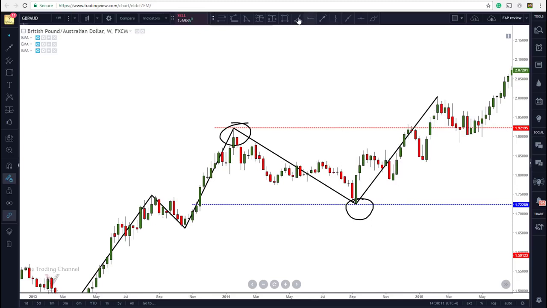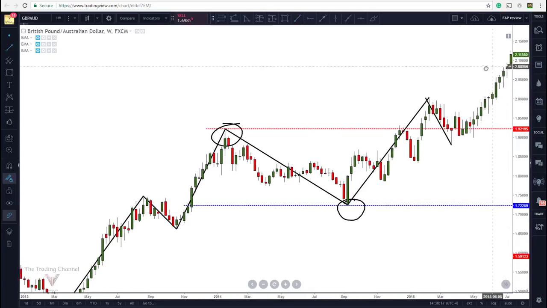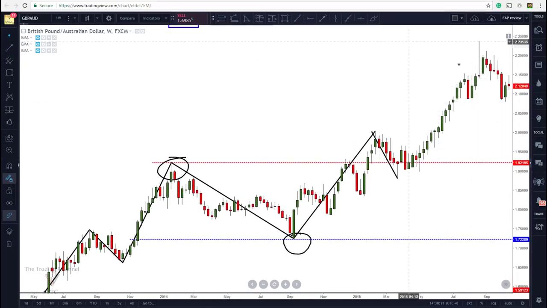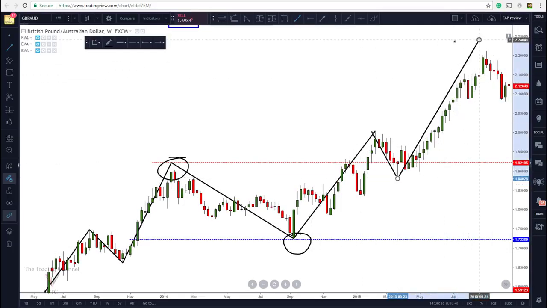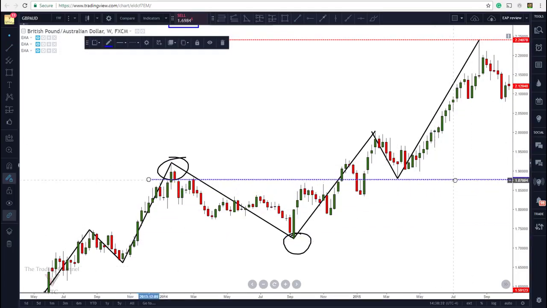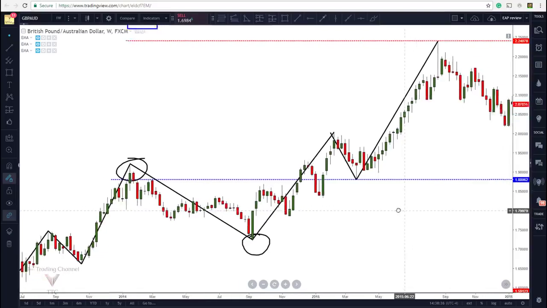So now we have this pullback yet again. A high, a pullback, and what do we get? A new high. The market's going into a new high now. We'll wait on that pullback. There we go. We're starting to have a pullback now, so we'll draw our line yet again. And what are we waiting for at this point? Well, we're waiting for the market to break above this high before we break below this lower support level right here. Let's see what we get.